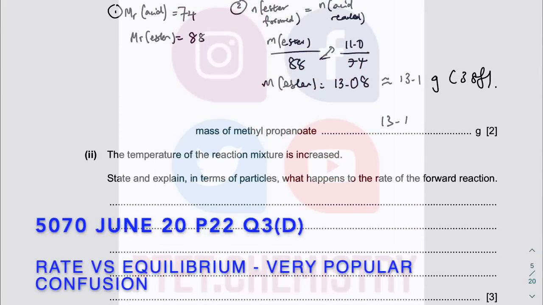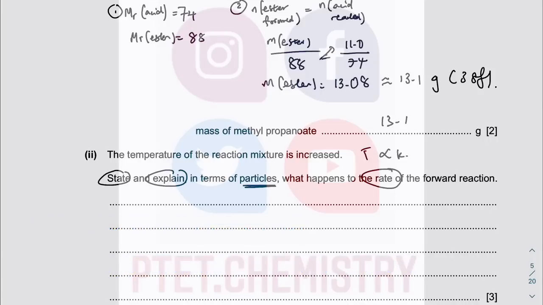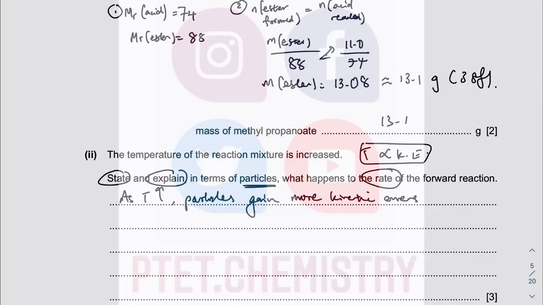State and explain in terms of particles what happened to the rate of forward reaction. So they want you to state, they want you to explain, they want you to talk about rate, they want you to talk about the particle theory as well. So we know that temperature is a measure of kinetic energy of the particle. So as temperature increases, particles gain more kinetic energy. So when kinetic energy is to do with movement, right?